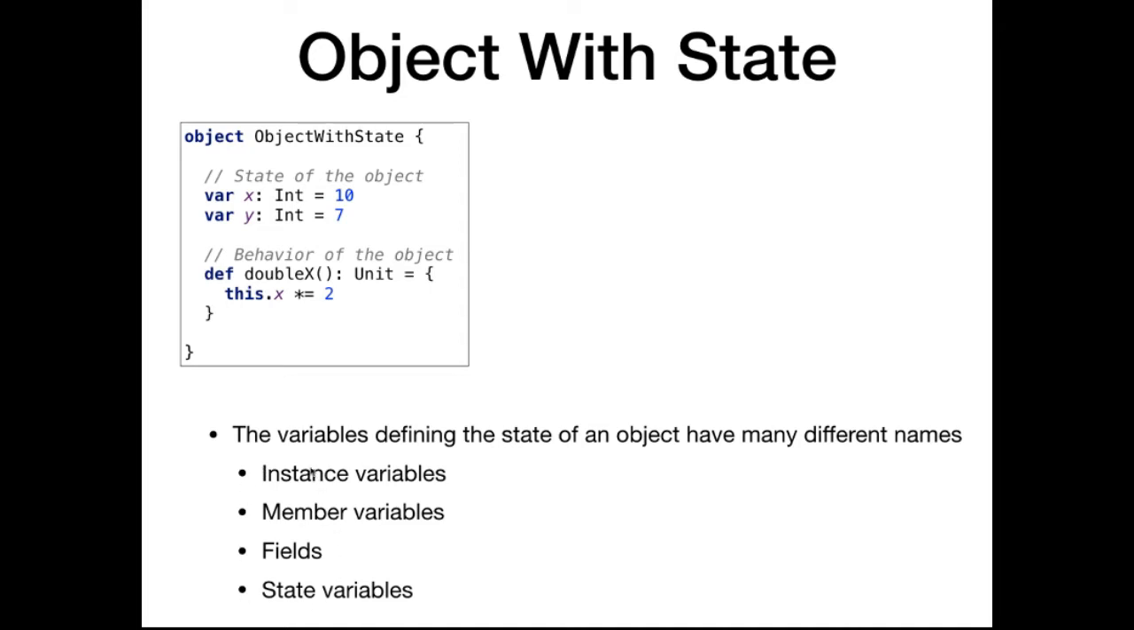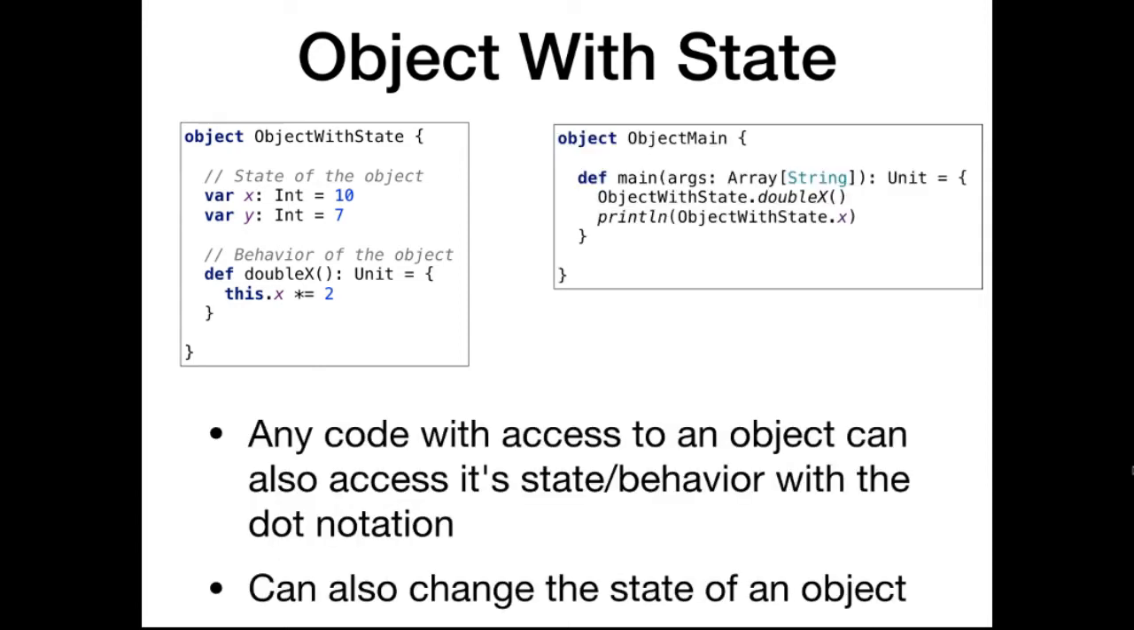These all refer to the same thing: any variables that are part of that object and outside of any of the methods. The state and behavior of an object can be accessed from outside of this object. So far, we've normally been accessing the behavior. In testing we've been saying object name dot method, call this method, make sure it returns the right stuff. But we can also access the state of an object.